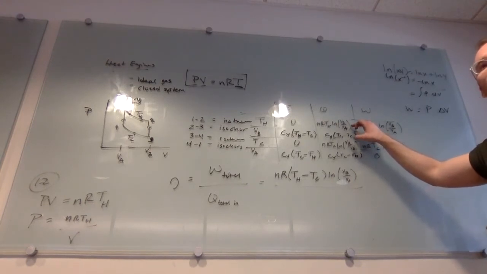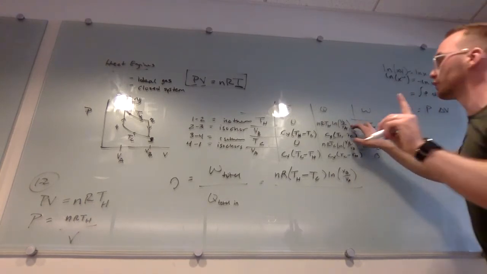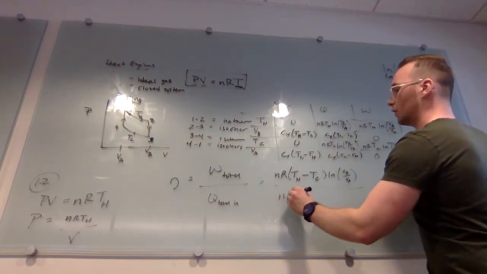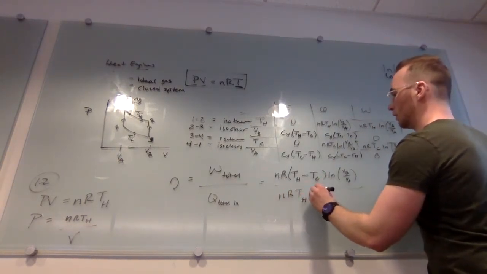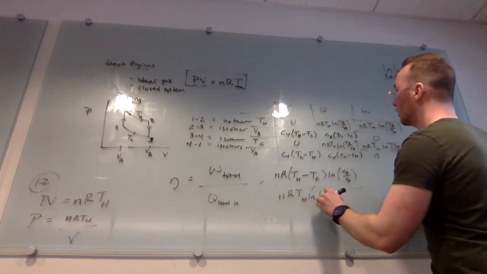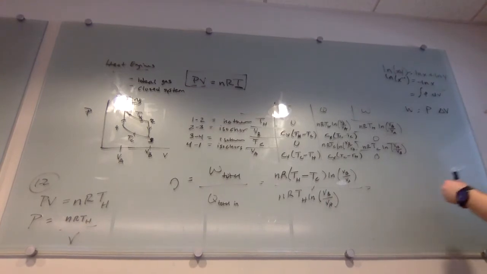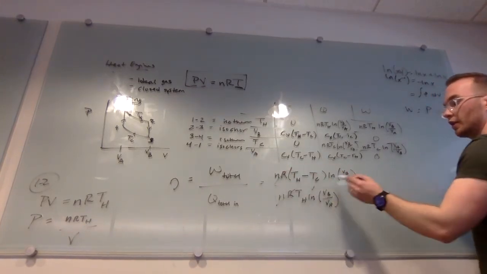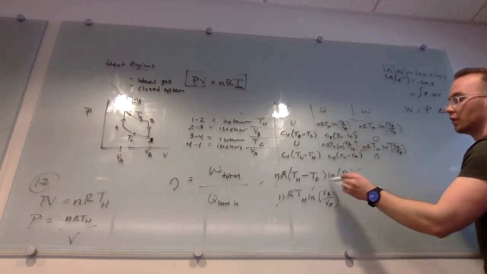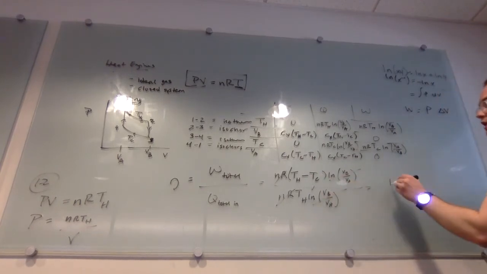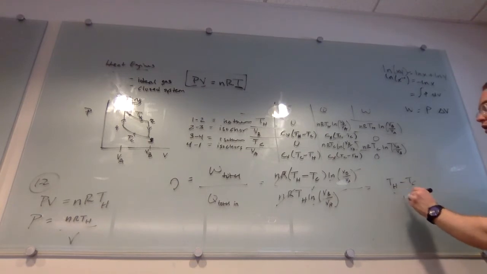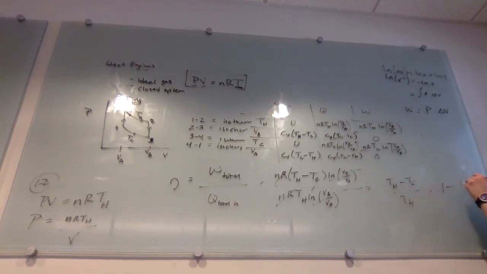Does that make sense? There's one caveat I'll get to in a second. Now, if we just figure out what this is, nR cancels. This is actually the same log, right? That cancels, and we get TH minus TC over TH, which is equal to 1 minus TC over TH. Interesting. That's exactly the same as what we got before.